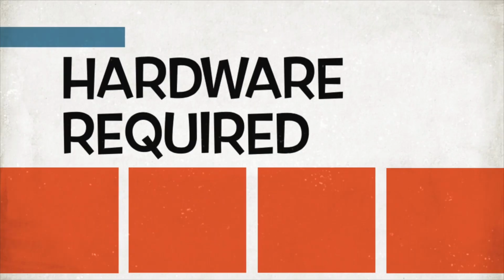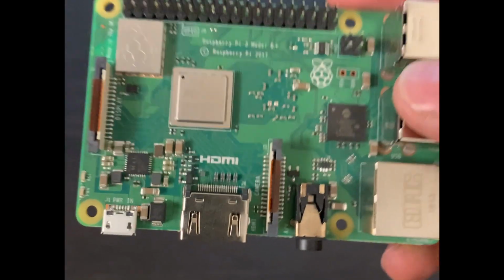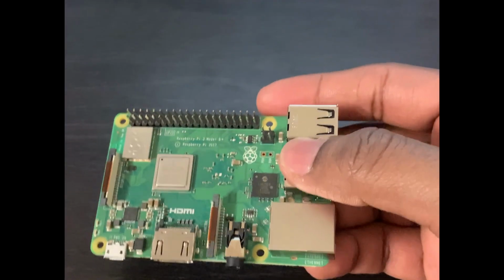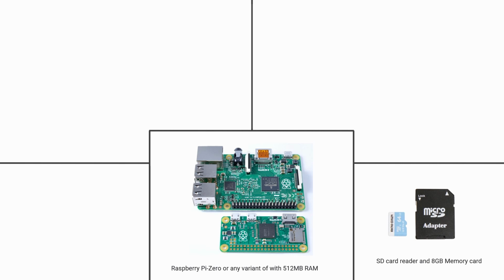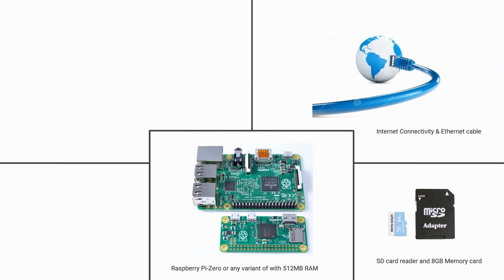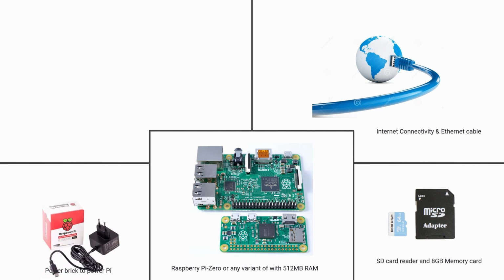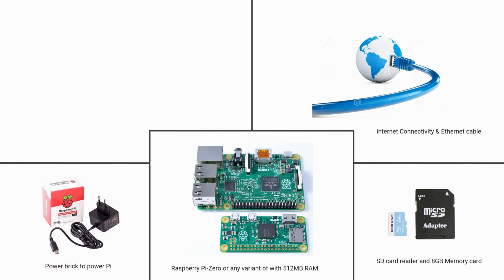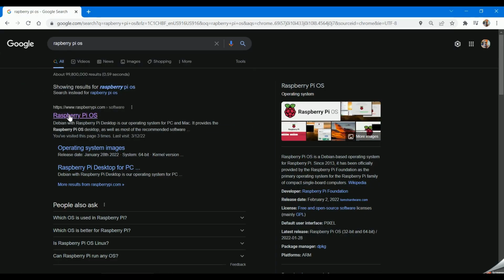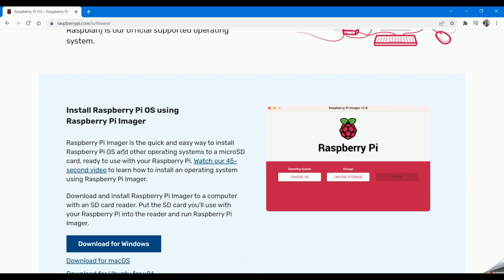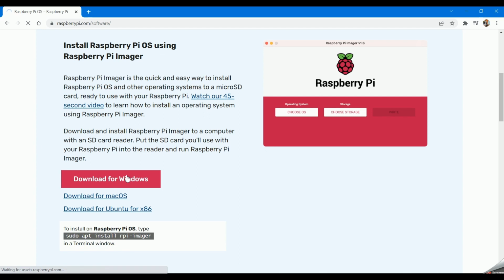In this video, I'm going to use a Raspberry Pi 3B Plus, and this project is compatible with a Raspberry Pi 0 or any variant of Raspberry Pi with at least 512 MB of RAM. You will need an SD card with at least 8 GB, internet connectivity and an Ethernet cable, a power brick to power the Raspberry Pi, and a keyboard and mouse. Let's install a fresh Raspberry Pi OS on the 16 GB memory card using the Raspberry Pi Imager.